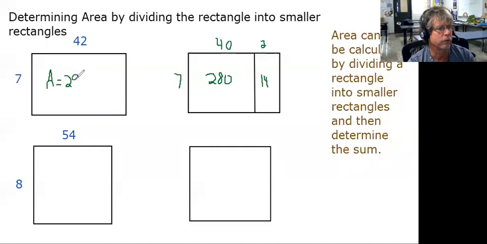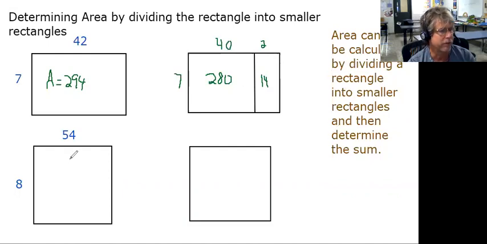So these are both equivalent, just two different ways of doing the problem. You could just multiply 42 times 7, but another way of reasoning it is to break it into smaller rectangles, find the area of each smaller rectangle, and then find their sum. So that's another way to do it. Area can also be calculated by dividing a rectangle into smaller rectangles and then determining the sum of that.